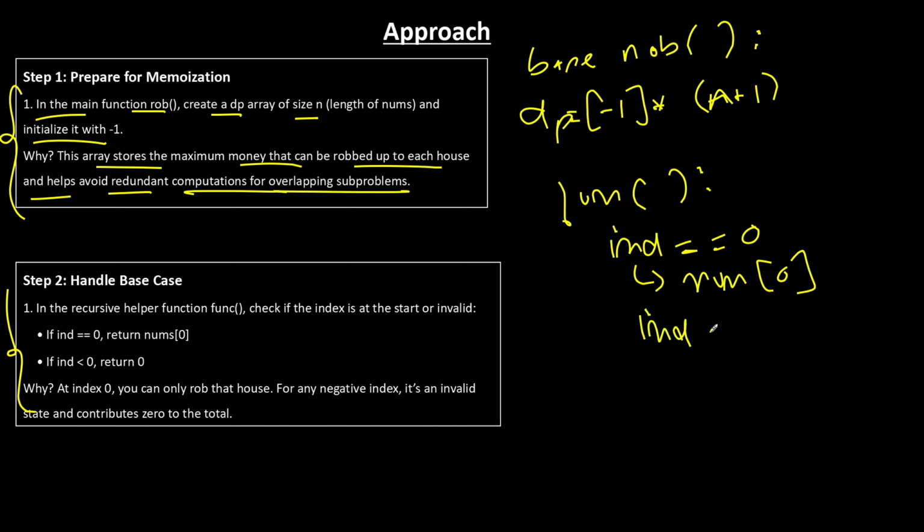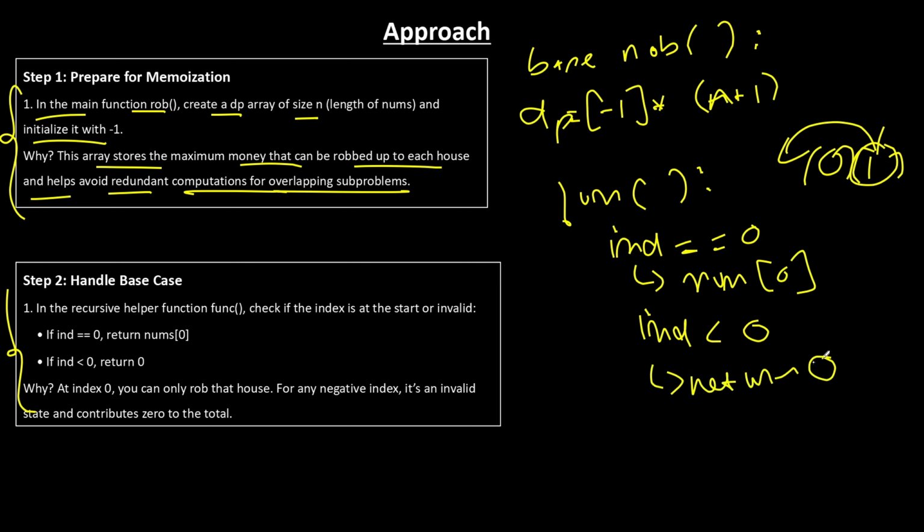If by chance index is less than 0, which means that we were standing at index 1 and we have taken that value and we cannot take index 0, so we have to go n minus 2, which becomes out of bound. In that scenario, what will we do? We just return 0, right? Because we have not taken any value from there. Okay, because that is what is written here.